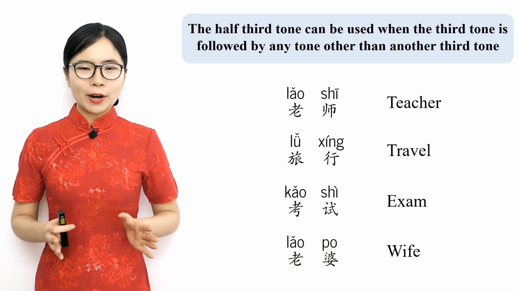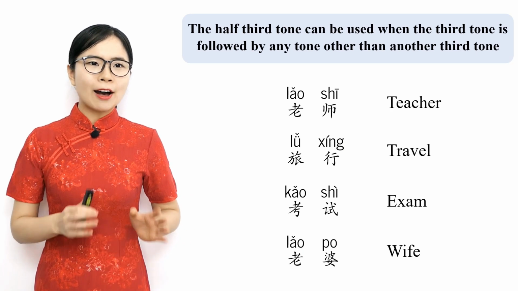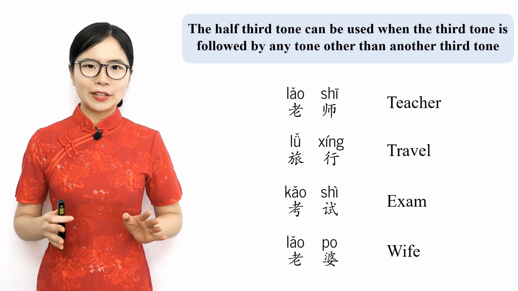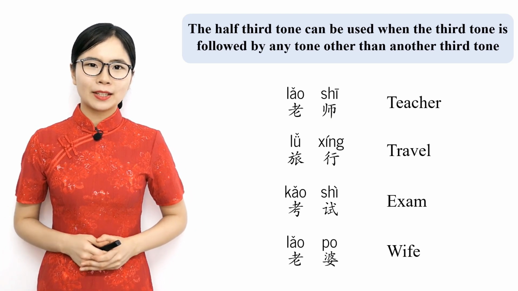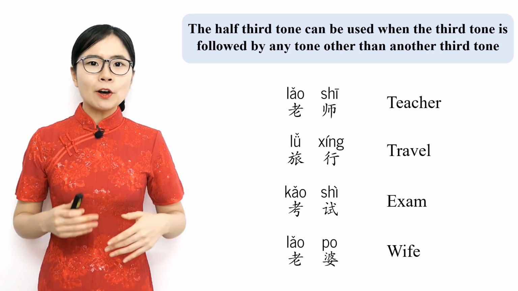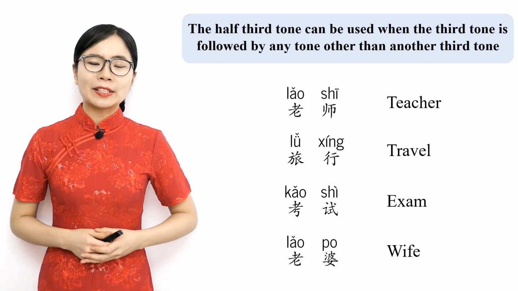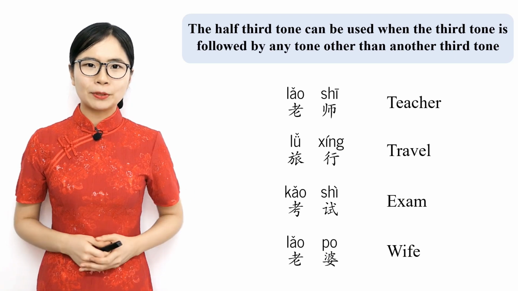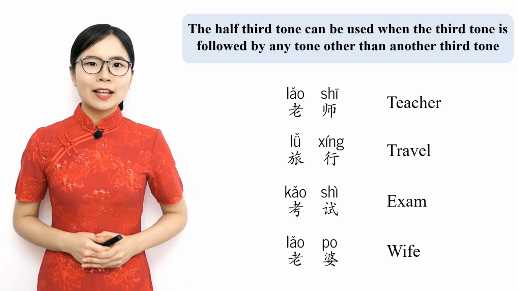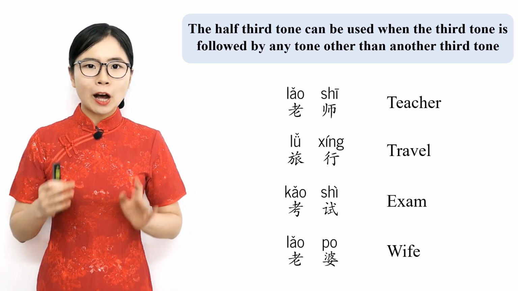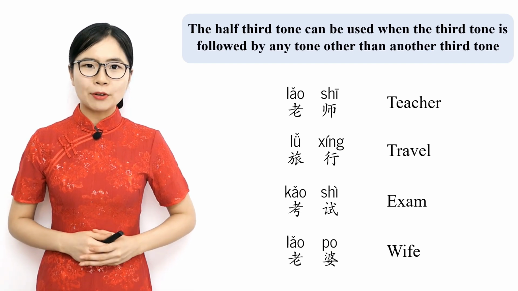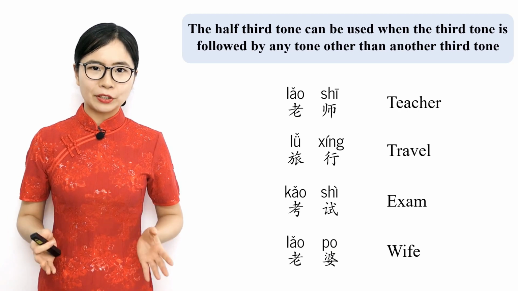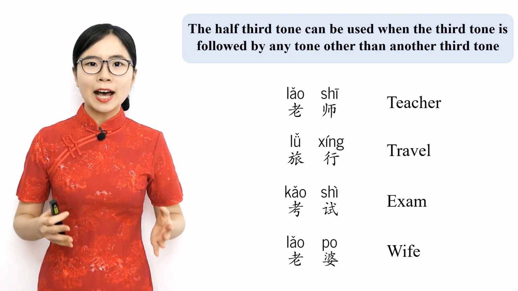I used these four examples to demonstrate how the half third tone can be used when it is followed by any tone other than another third tone. Please note that even though I pronounced these examples with the half third tone, they are still written with the normal third tone symbol. As a reminder, the half third tone is the most common way the third tone is pronounced in daily conversation. It's still fine to pronounce the full third tone. It just takes more time and effort.